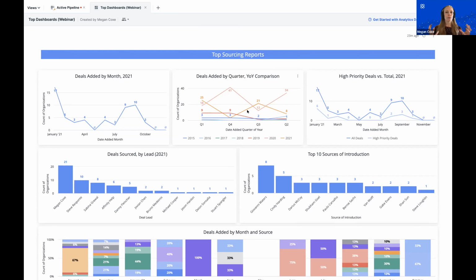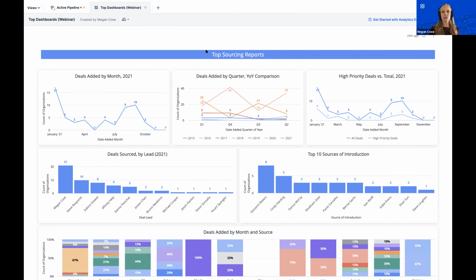So this is one of the most common workflows we see in Affinity. Through Affinity Analytics, you can get insights on the pace and seasonality of your sourcing efforts. So on the left-hand side here, we have deals added by month. This can help you figure out, are you sourcing enough deals? We can start to dig into, for example, why we have no deals in May. And then we can also align on what time of year we should be sourcing.